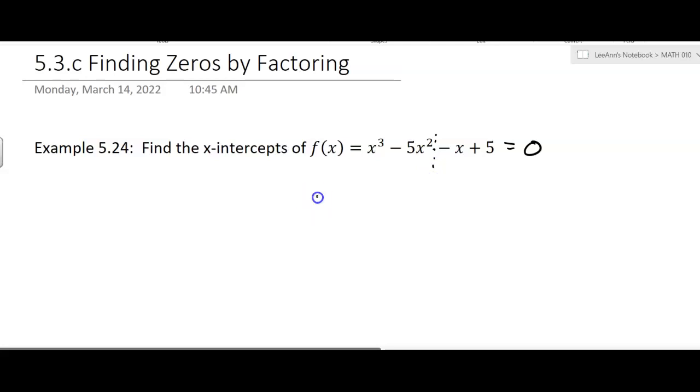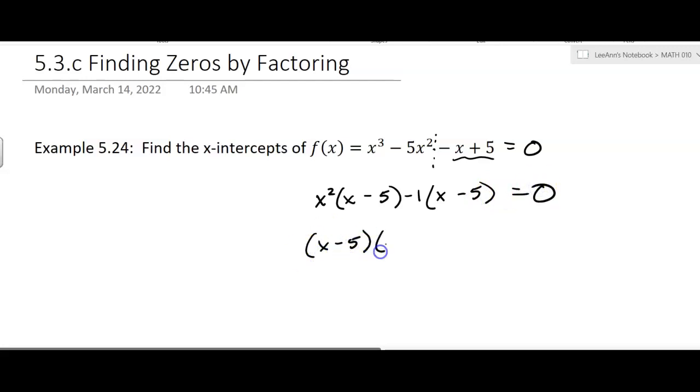So I'm going to pull out an x squared, and I have x minus 5. And then I'm going to pull out a negative 1 here, and I'll have x minus 5. And then I'm able to pull out the x minus 5. And I have x squared minus 1, and then x minus 5. This is the difference of two squares, so x plus 1, x minus 1. So we got the whole thing factored.